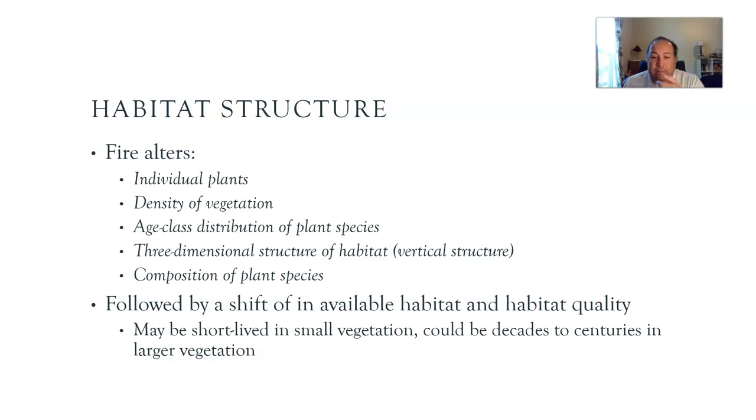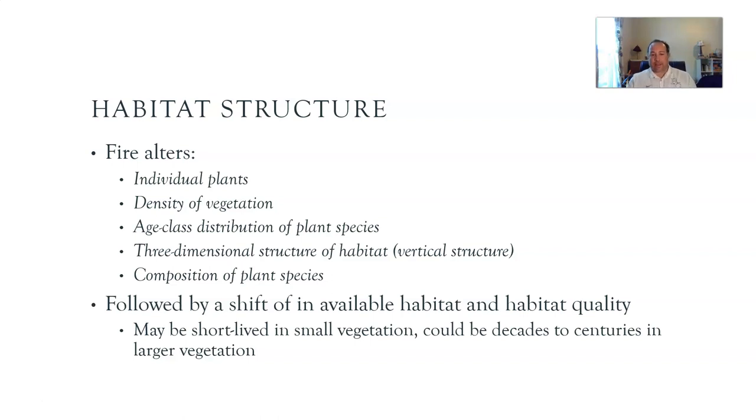It can affect the three-dimensional structure of the habitat, and I would say think about the vertical structure, right? So, you know, maybe it's a forest, but you get a stand replacing fire. So maybe now what you really have is a bunch of grass and some shrubs and a bunch of snags, and you really don't have those trees growing yet until you get 20, 30 years down the line.